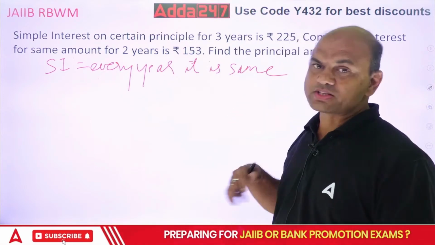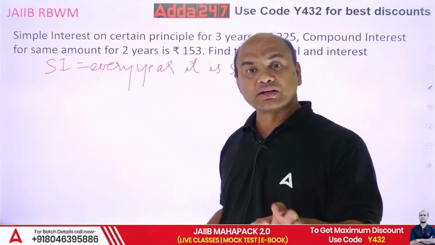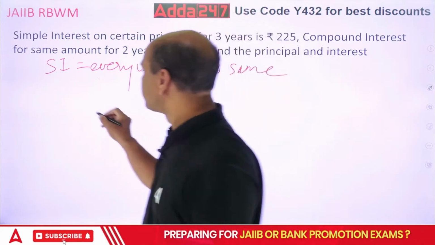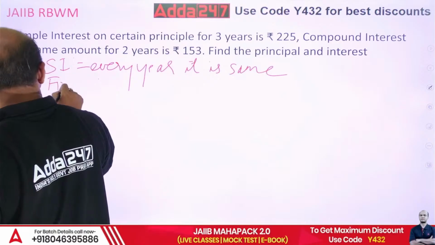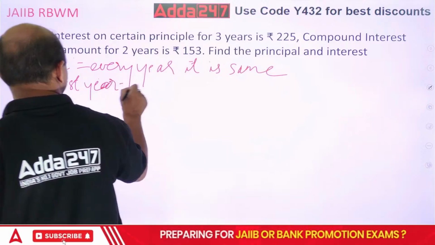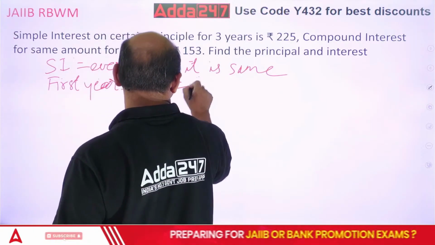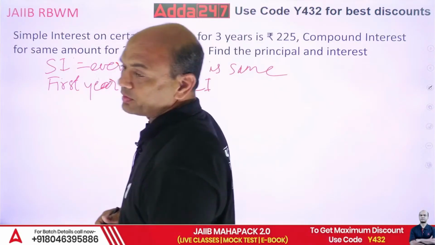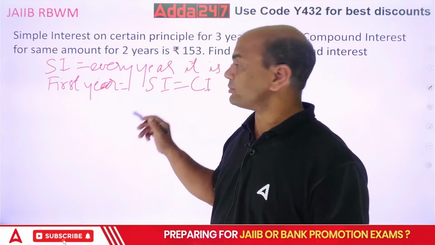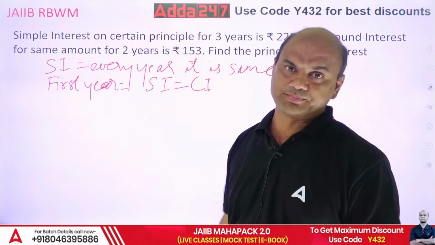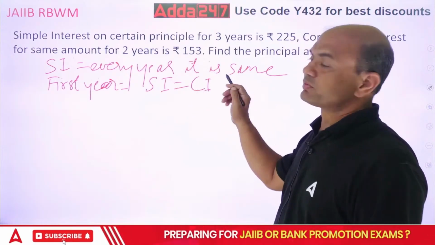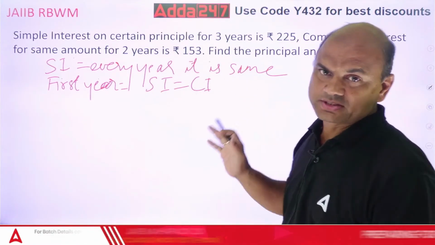Compound interest will change every year. First year, both simple interest and compound interest will be the same. Kindly note this also: first year, SI equals CI, compound interest, for yearly compounding. I am talking about yearly compounding. If I am doing yearly compounding, then in the first year simple interest and compound interest are always the same.